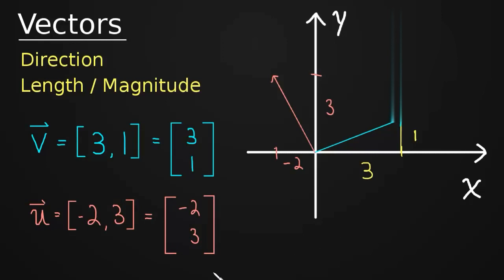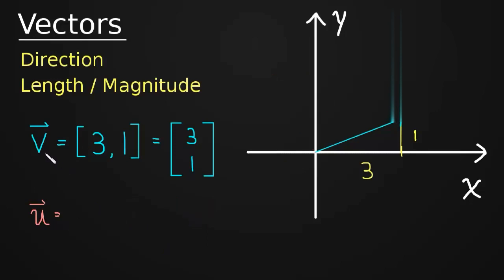Okay, so we have that down, but what about direction and length? Does this capture direction and length? These just using two components, how does that tell us direction and length? Well, it tells us direction because this is the vector that moves over 3 in x and up 1 in y. That's its direction, over 3, up 1. It points in that direction.